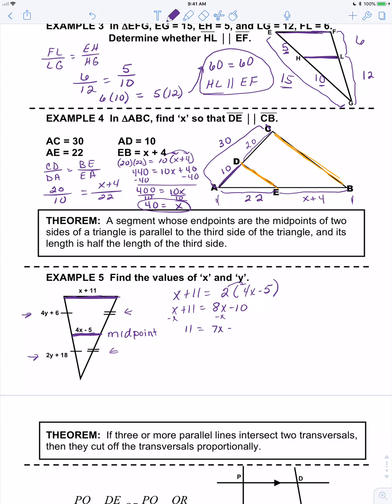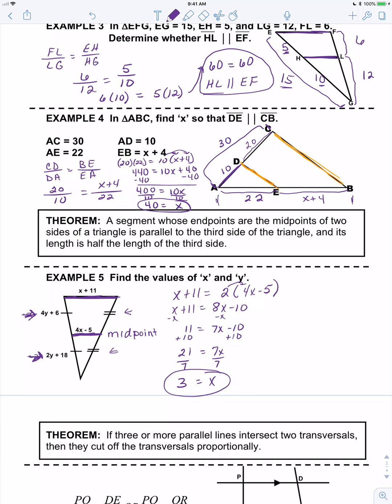That leaves us with 7x minus 10. Add the 10 to both sides. 7x is equal to 21. Divide both sides by 7. So x is 3.